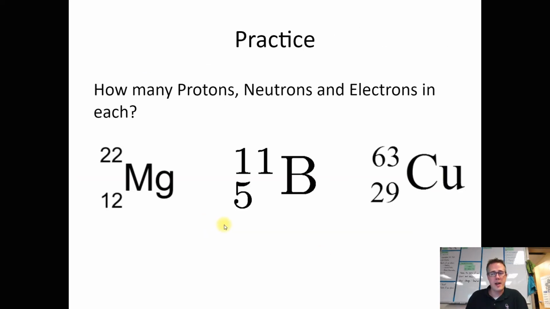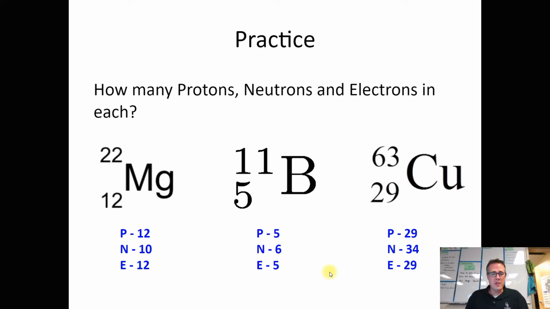Now it's your turn to get a little practice. Towards the bottom of your paper, you have 3 isotope notations. I need to know how many protons, neutrons, and electrons are in each one. Please pause and try that now. If you're still watching, you're ready to check your answers. Here's what you should have. Please call me over in the classroom if you are getting any wrong answers or not sure how I got these numbers.